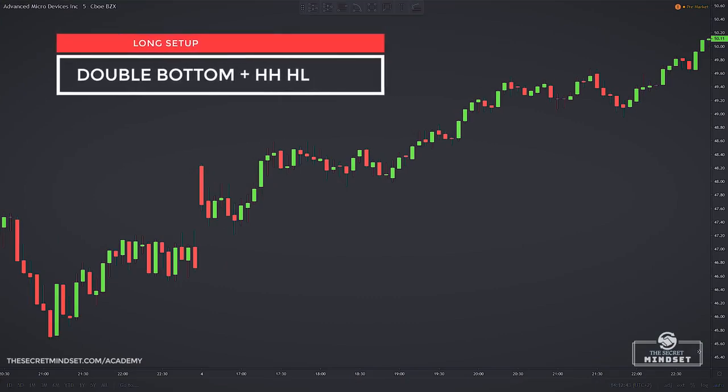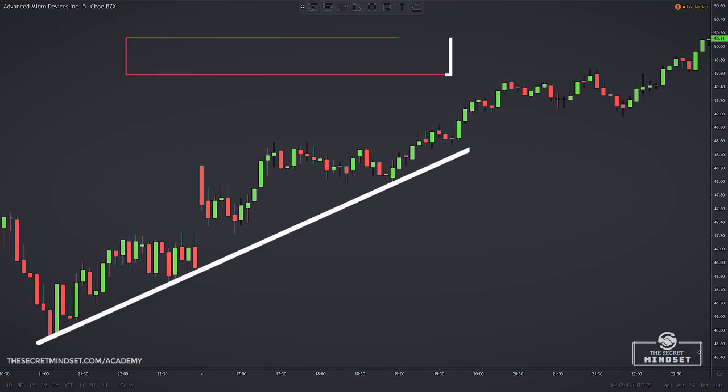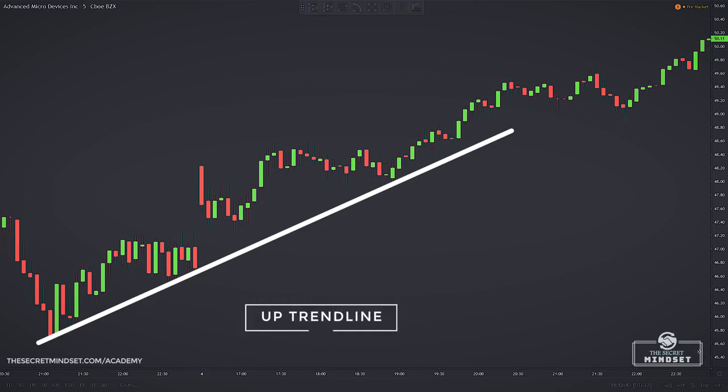Let's look at an example of a long setup. In this instance, we identified a rising trend line on the 5-minute chart, and we waited for the price to post a double bottom pattern. This pattern forms right near the trend line, increasing the validity of the double bottom pattern.